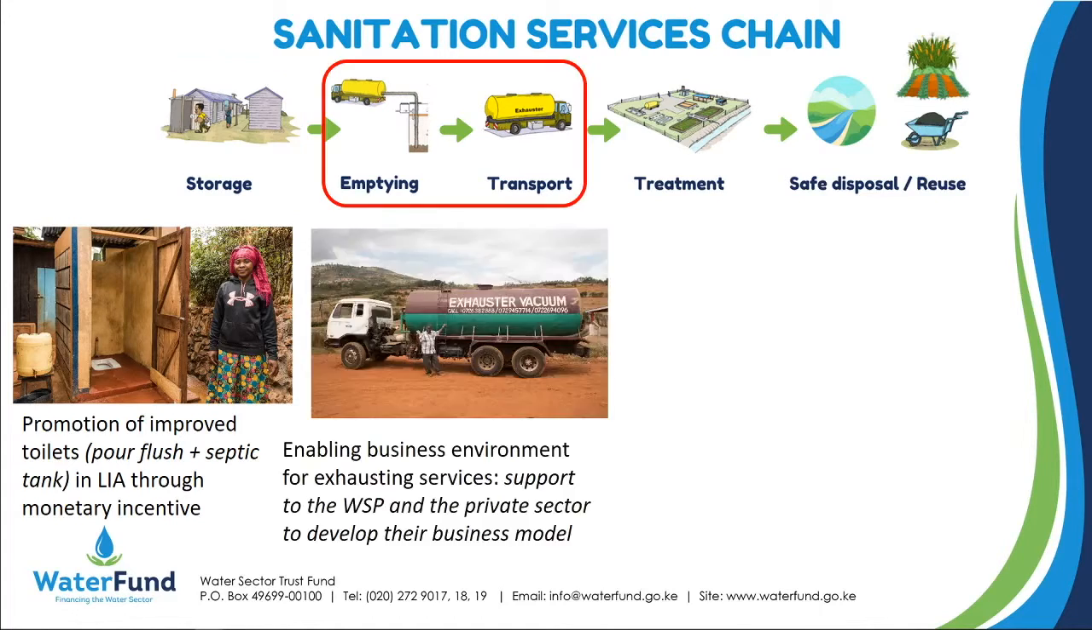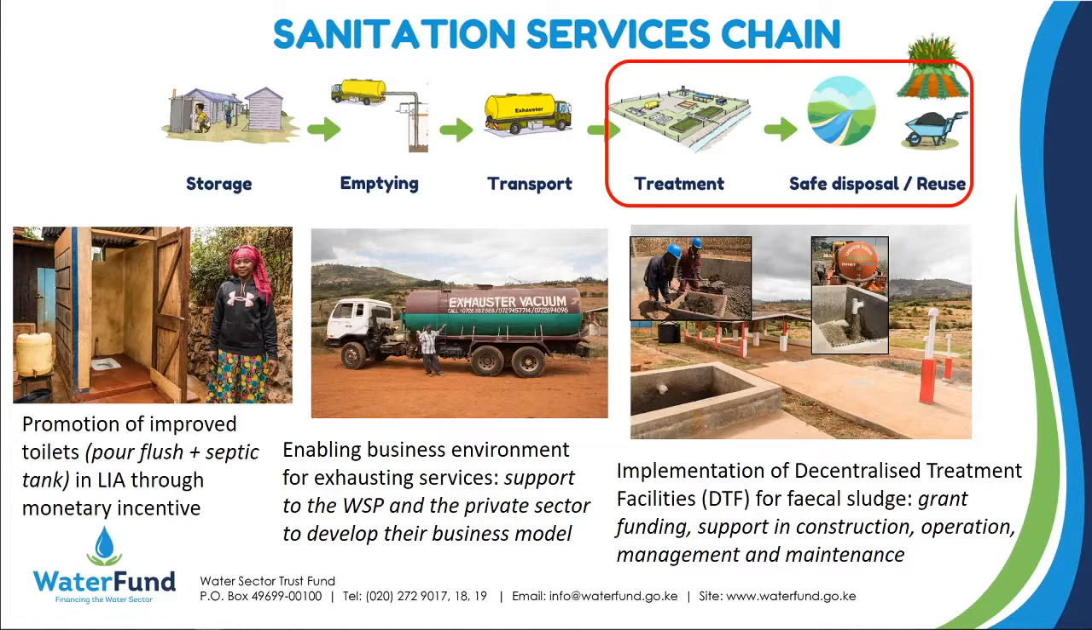In terms of emptying, we work with the WSPs to bring together the private emptiers, the vacuum tankers. We talk to them on how they're supposed to do the emptying and how they're supposed to treat their customers, and ensure that the waste from these low-income areas ends up in the decentralized treatment facilities. In terms of treatment, like I said, we have the decentralized treatment facilities that we've come up with. The WSP is supposed to ensure that the private operators bring this waste to the decentralized treatment facilities.